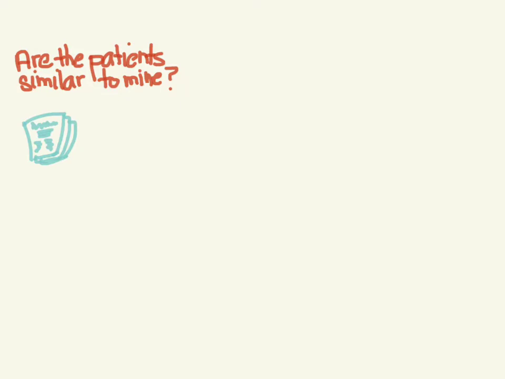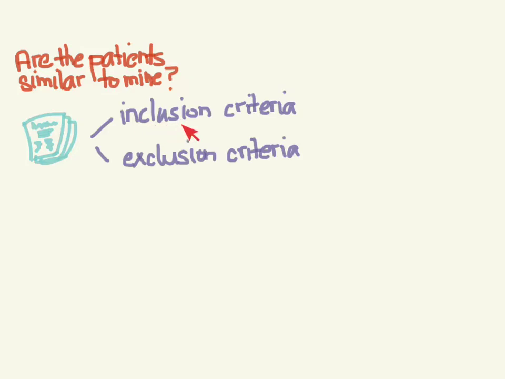Now, in order to get into a study, every study is going to have inclusion and exclusion criteria. So a study might say we are only going to look at men between the ages of 20 and 40, and your patient is a 72-year-old woman. So that person would not have met these inclusion criteria. So the results of this study may not be valid for your patient.